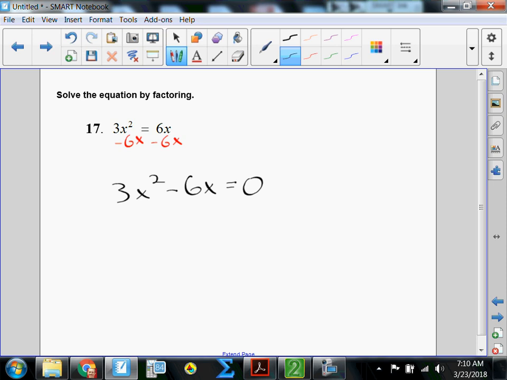It's different than number 16, which had two numbers, or number 15, I think, because the number we're missing, the third number, the c, is 0. But hopefully, we've practiced the strategy enough that we recognize we can pull out a common factor. Both of these have a factor of 3, because 3 times 1 is 3, and 3 times 2 is 6.